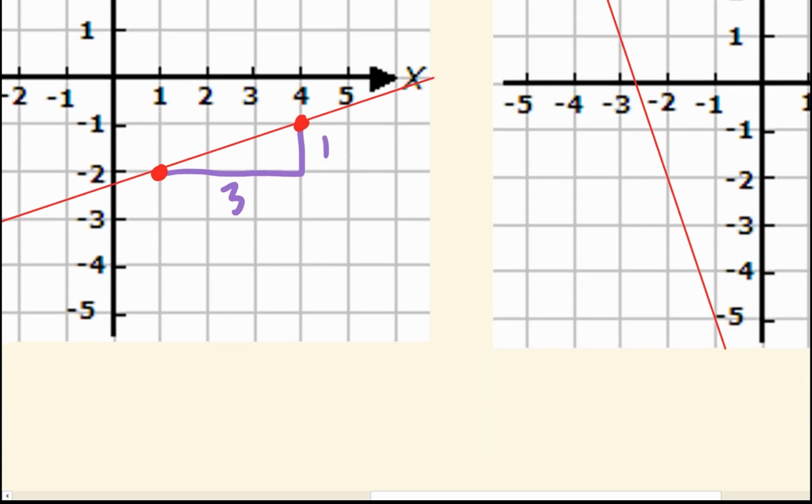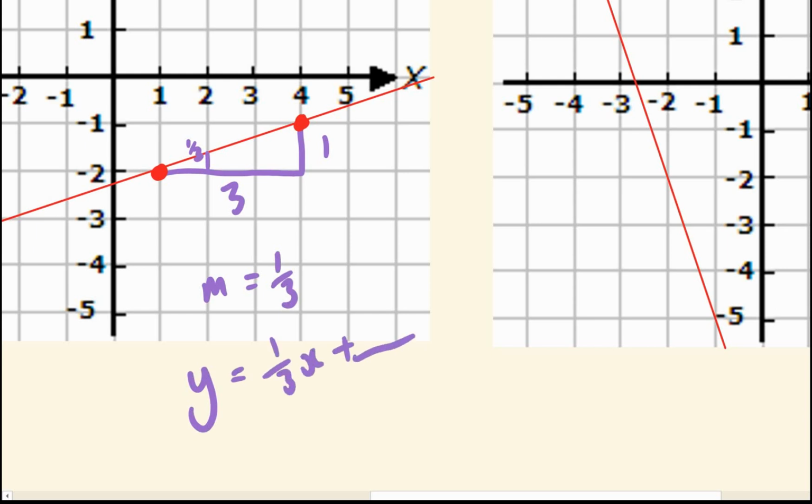So therefore, for each 1 square along I've gone, I must have gone 1/3 of a square up. So it'll be 1/3, 2/3, 1 whole. So here the gradient is 1/3, which means this equation will start y equals 1/3 x plus something. Okay, slightly harder. Make sure you're okay with that idea and how that logic works over here.